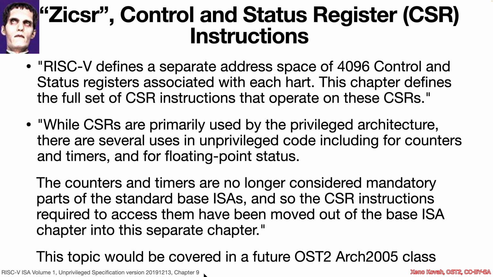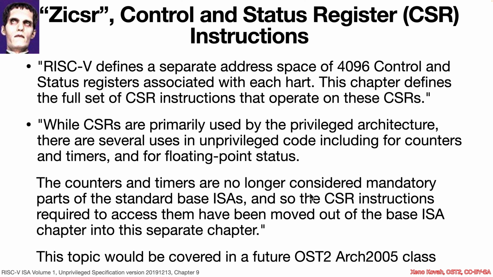Chapter 9 defines the control and status register instructions, and it says while CSRs are primarily used in the privileged architecture, which is not the context of this class, there are several uses in unprivileged code, including for counters and timers, and for floating point status.